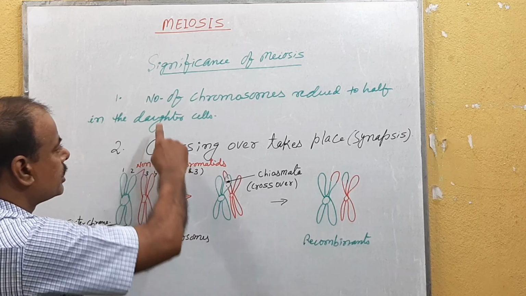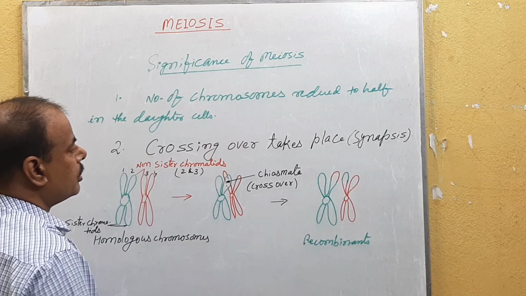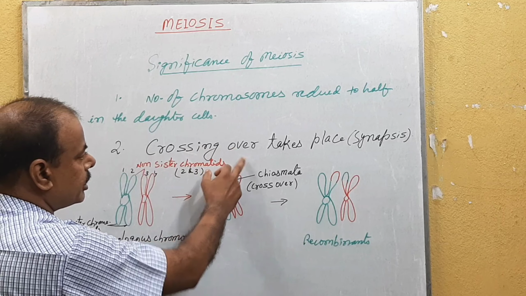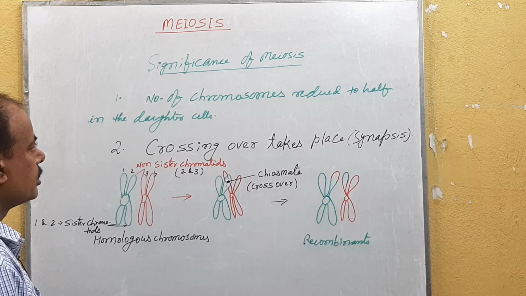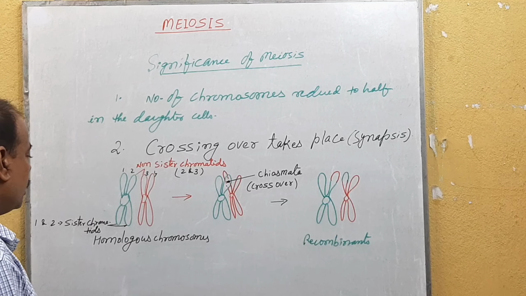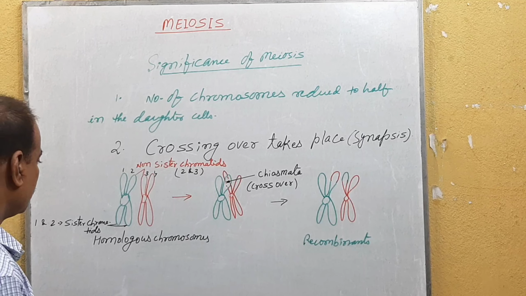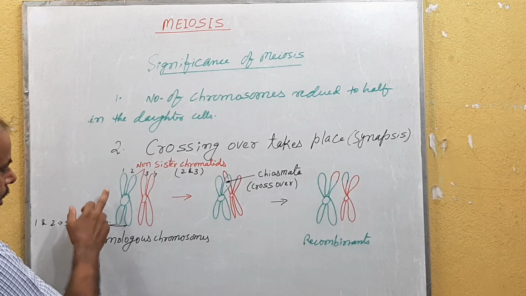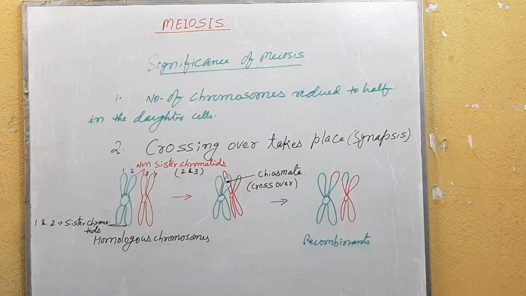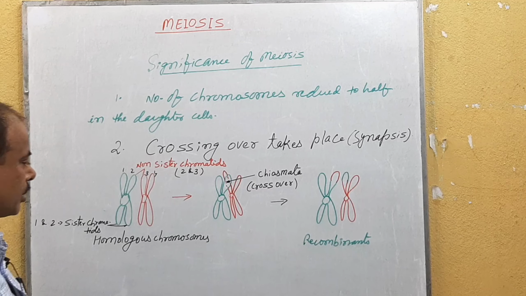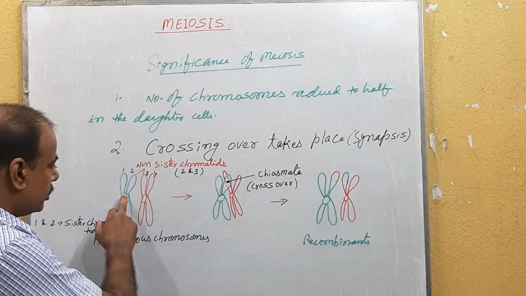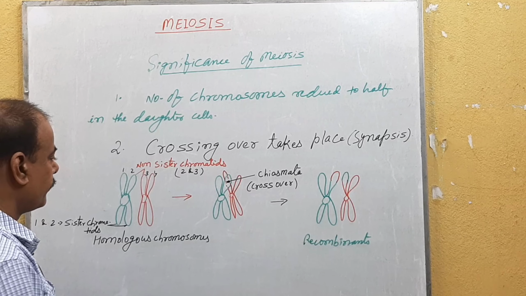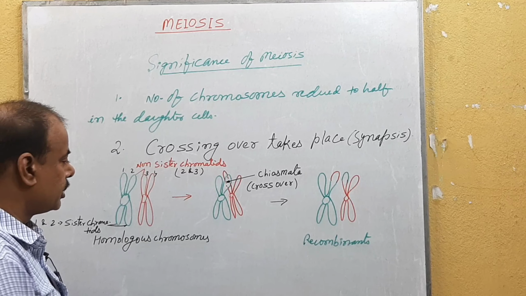So here are two significances. Number one, the number of chromosomes is reduced to half in the daughter cells, and number two, crossing over or synapsis takes place during meiosis cell division between two homologous chromosomes. Here these are the two homologous pair of chromosomes. These are similar in shape and size, that's why these are known as homologous chromosomes. Here one comes from mother and the second comes from father. They have different types of genetic material.